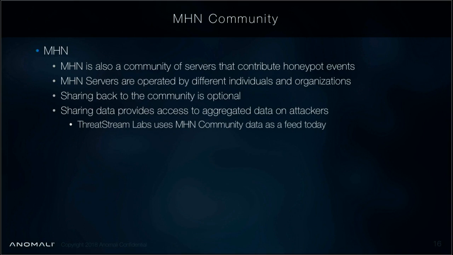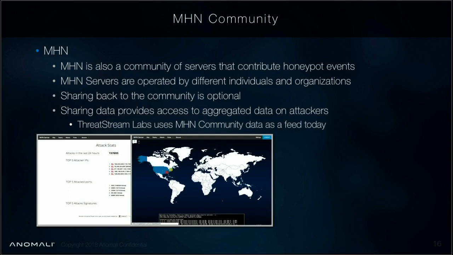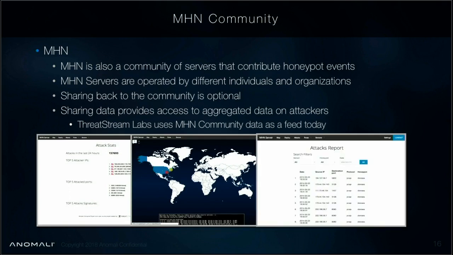Our Anomali Labs actually uses MHN data as part of our feeds, as part of the curation process. So the value is immense. And it gives you a lot of aggregated data on the attackers. Now, how do we use that? You can see some of the screenshots here. These were from the honeypots that were set up. We started to build very specific attack reports, and we were starting to see some trends, and we would pull that data out and start to look at those IPs and what they were doing.